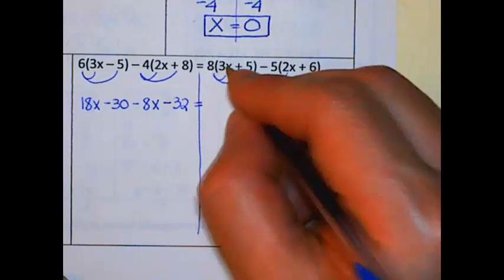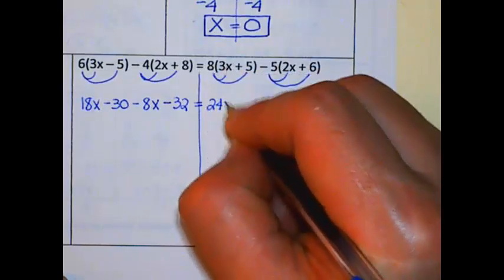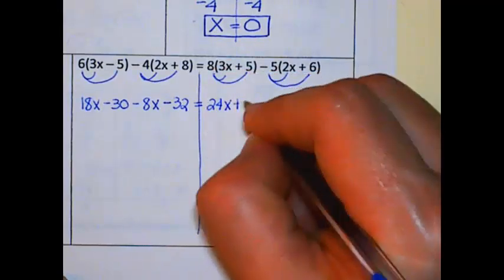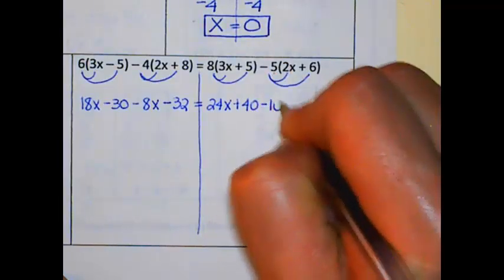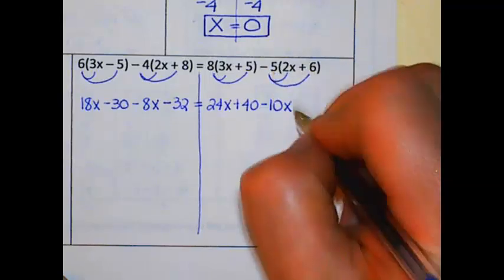And then I have 8 times 3x is 24x. 8 times 5 is 40. Negative 5 times 2x is negative 10x. Negative 5 times 6 is negative 30.